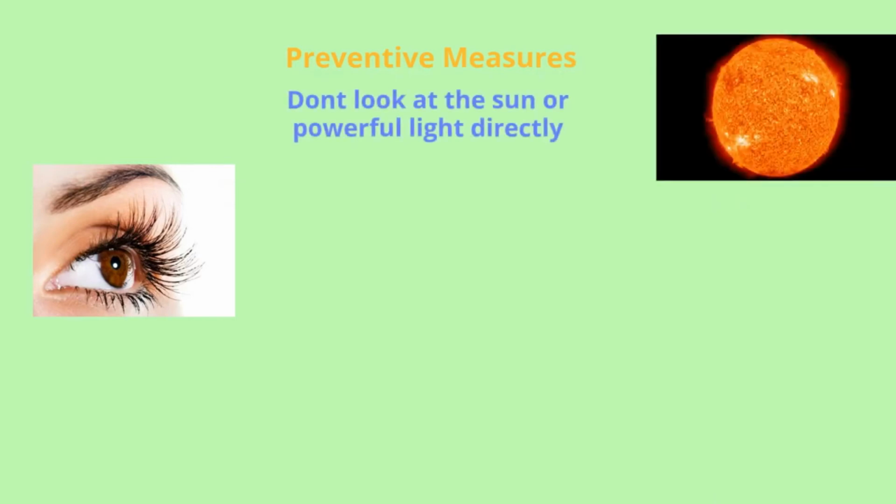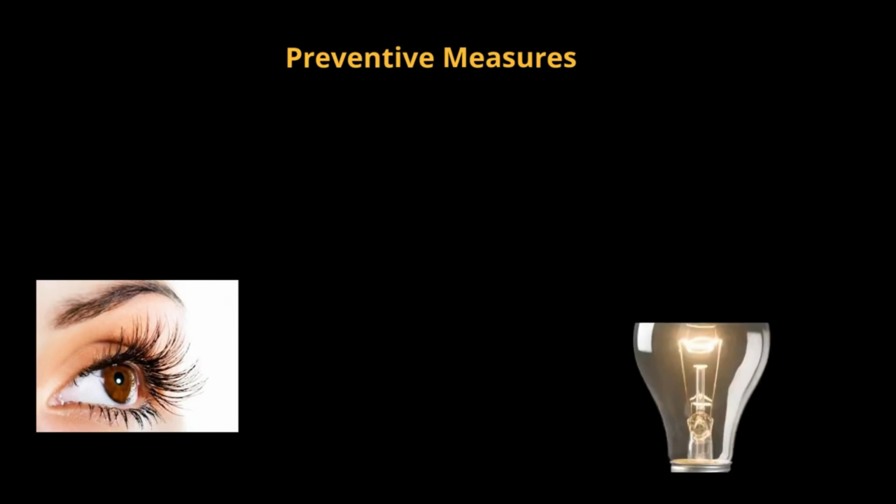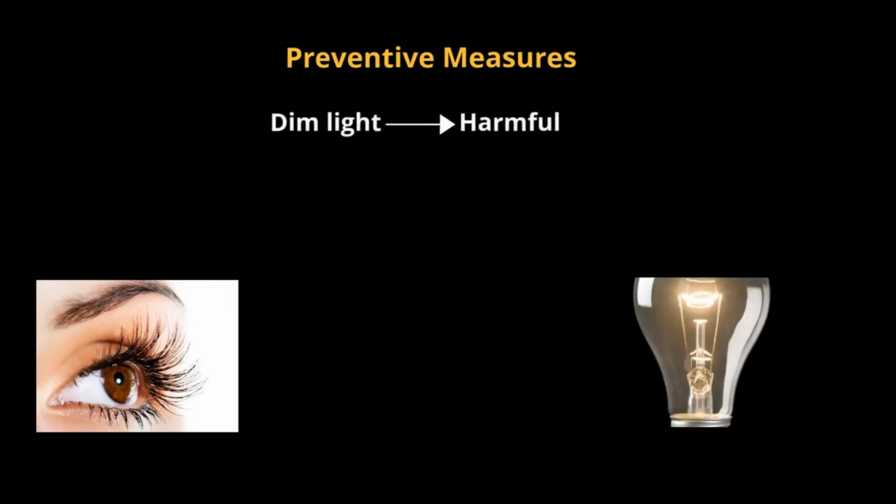Our eyes are very sensitive, so do not look at the sun or powerful light directly. Do not point lasers directly at our eyes. More than the required light entering the eye is very harmful, and similarly, very little light is also harmful. Sometimes it puts more strain on our eyes and causes headache or even migraine. So don't work under dim light.